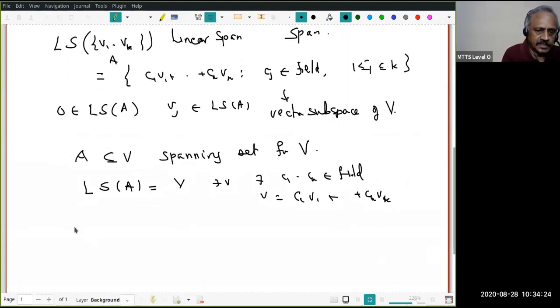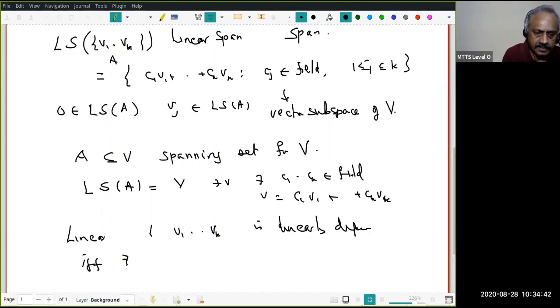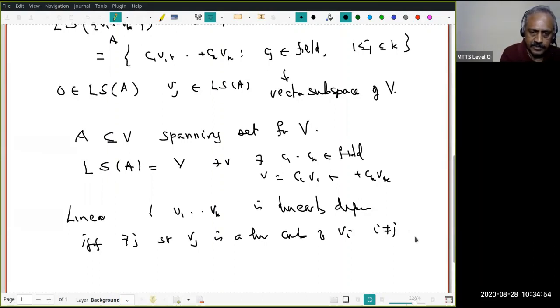The next thing is, you already know what is meant by linear dependence and linear independence. When do I say v1 to vk is linearly dependent? That is if and only if there is a j so that vj is a linear combination of vi, i not equal to j, that is v1 to vj minus 1, vj plus 1 to vk. This is the same as saying vj belongs to the linear span of v1, ..., vj minus 1, vj plus 1, ..., vk. Do you understand this?